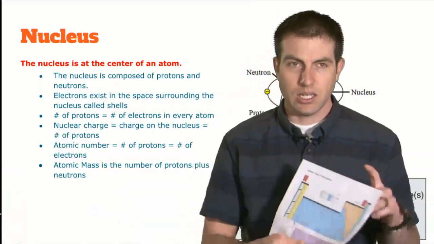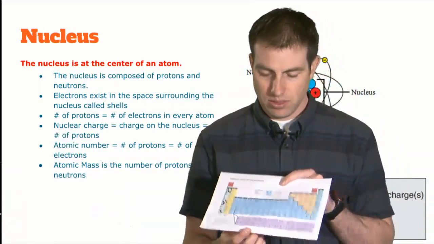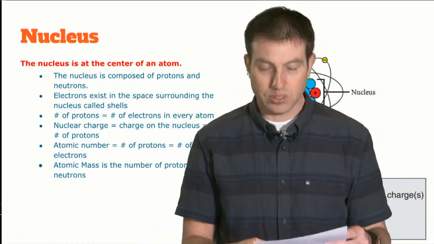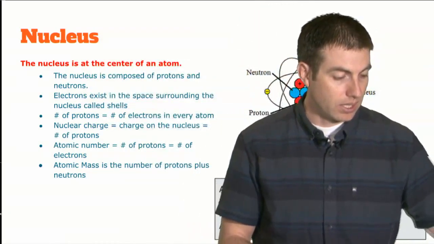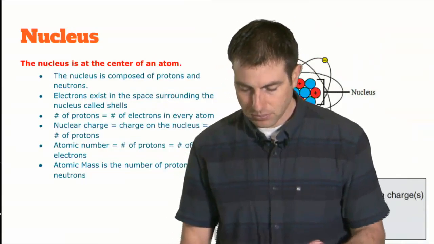So the periodic table, if you see something in parentheses, is just not naturally occurring. It only happens in a laboratory.